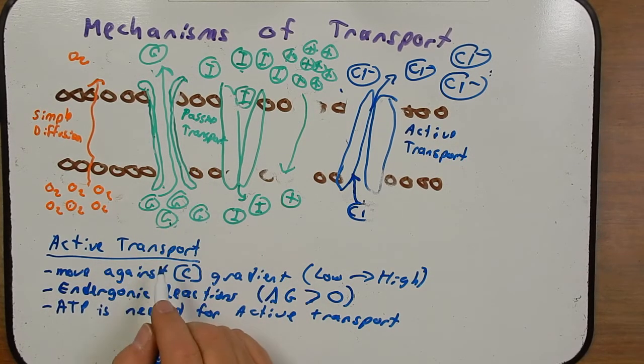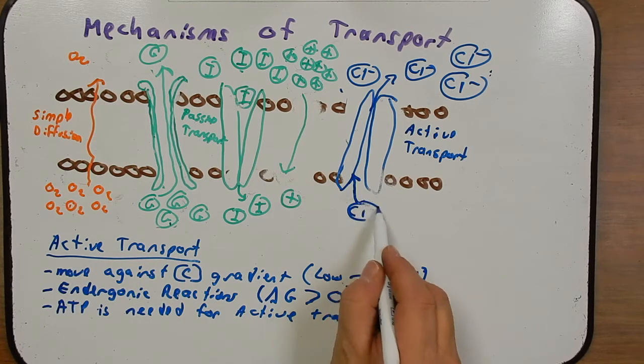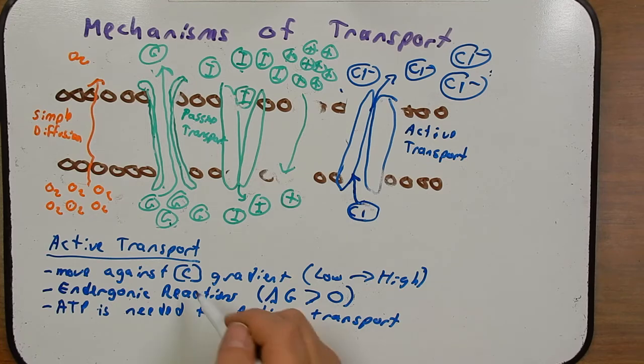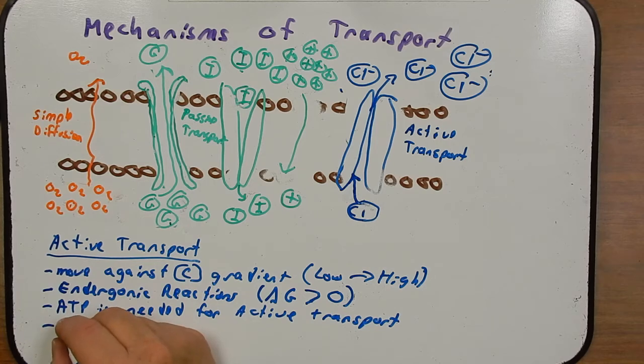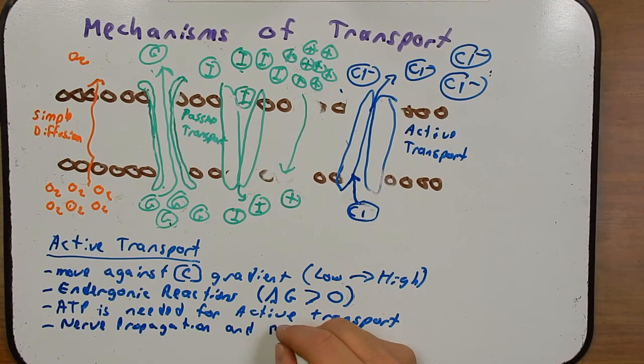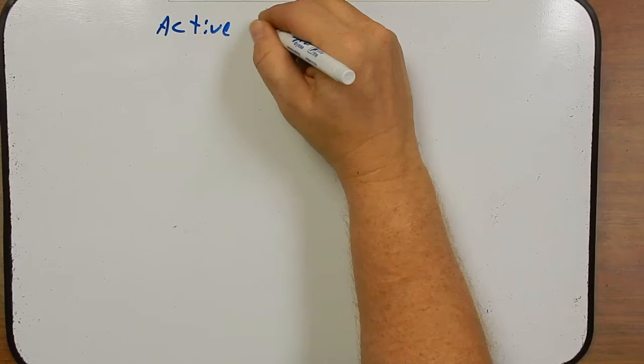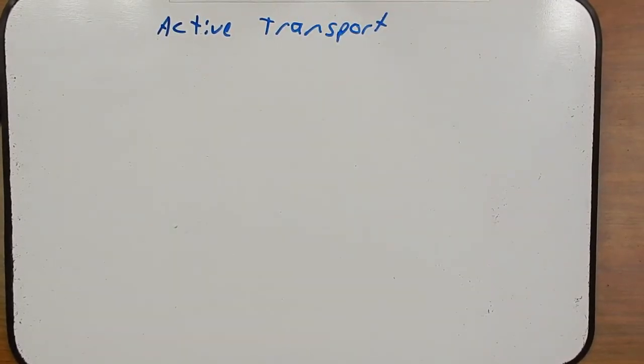Just like with passive transport, active transport can also take into consideration the charge. So it's not just concentration, it's also charge. So thinking about charge, this is important in nerve propagation and respiration. So I want to talk a little bit more about active transport, but I just needed a little bit more space. I'm going to talk about the energy that it's going to need to move against the gradient.